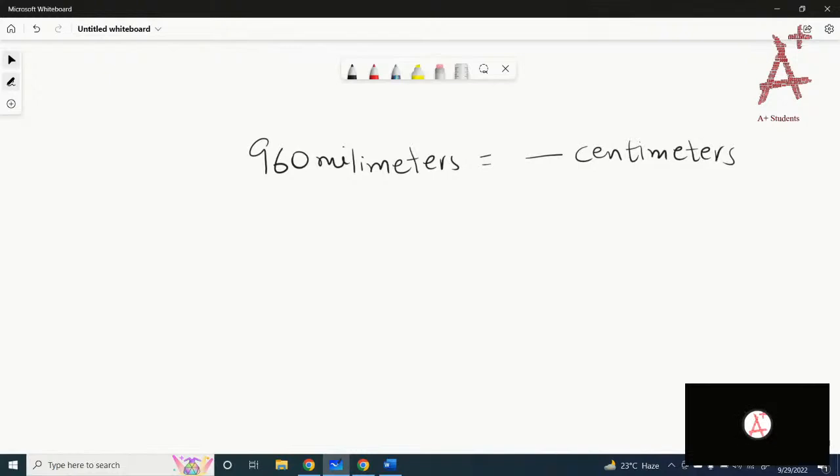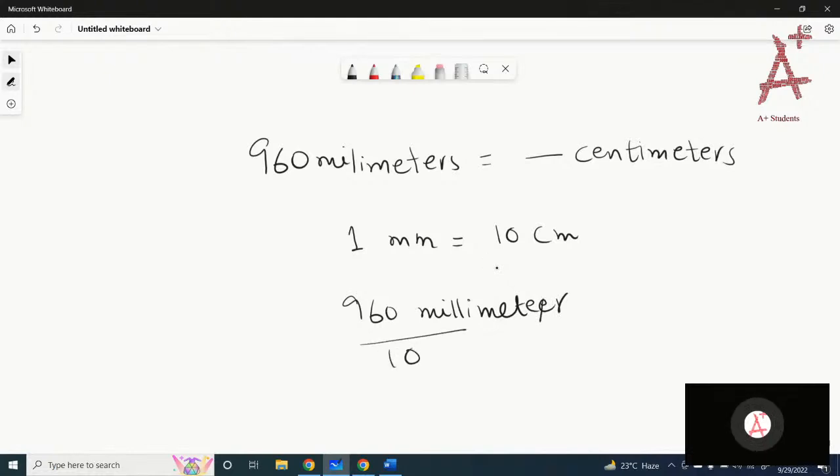The conversion factor to convert from millimeter to centimeter is, in 1 millimeter you have 10 centimeters. So you have to divide 960 millimeters by 10 so that you can convert to centimeters. When you divide 960 by 10 it would be 96 centimeters. So the answer is 96 centimeters. Just select the correct option and click on the OK button.